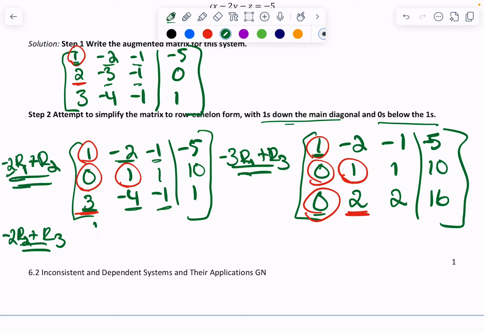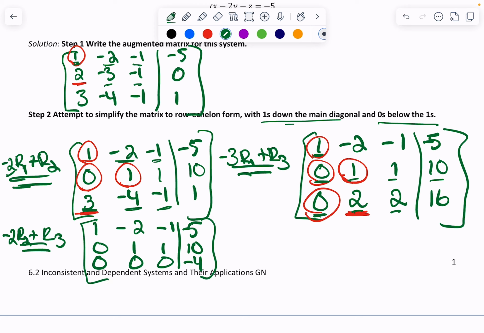Okay, so our row 1 does not change, and our row 2 does not change. It's the row 3 that we are adding to. So negative 2 times 0 plus 0 is going to be a 0. Negative 2 times 1 is negative 2 plus 2 is a 0. Negative 2 times 1 plus a 2 is going to be a 0 again. And then negative 2 times 10 is negative 20, plus 16 is going to be negative 4.